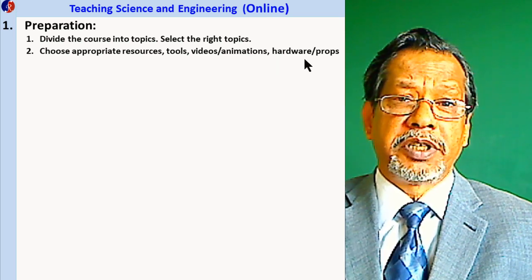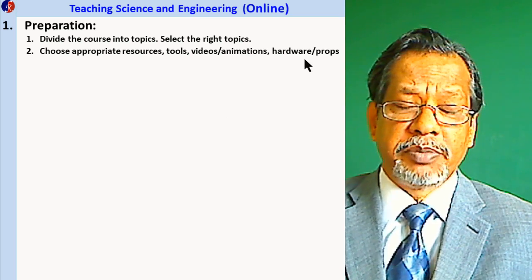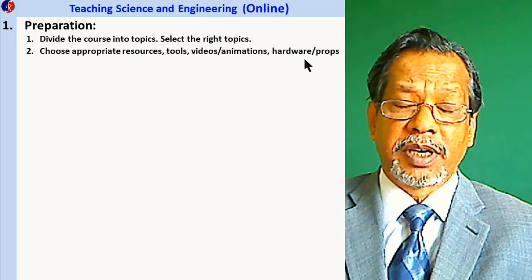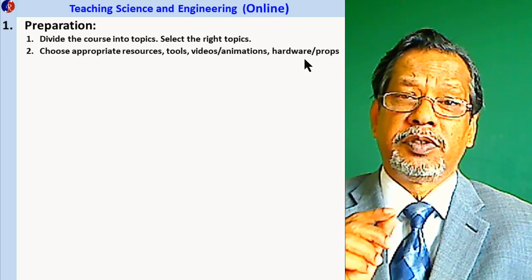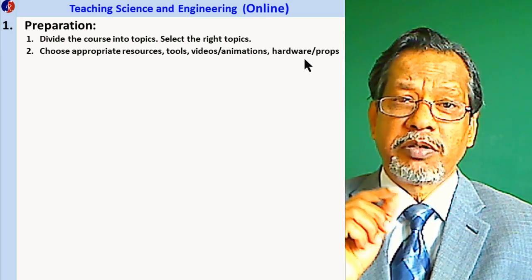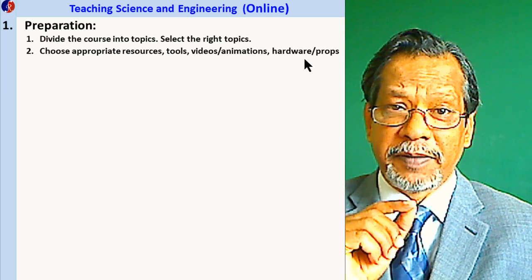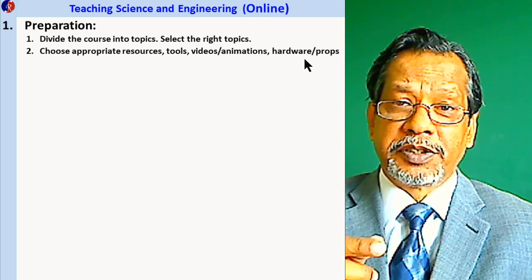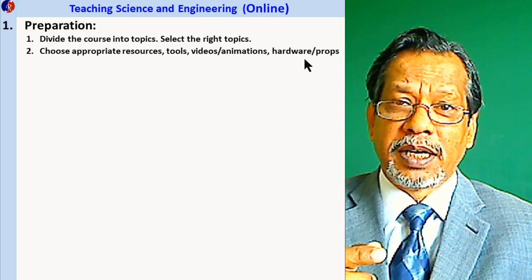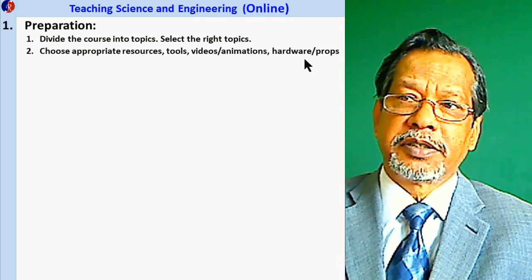Hardware. Suppose you are teaching something about electronics, bring a piece of hardware. Sometimes it's not possible, but if you can bring it and show certain components that we are going to learn the theory about today. As I always say, product first, theory later. That makes them interested in the class, okay?